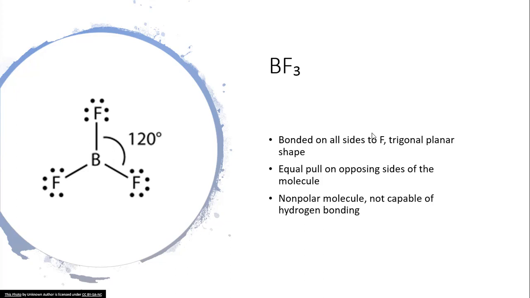Since the shape here is trigonal planar with 120-degree angles between the bonds, you can see that the bonds that F's to B have are on opposite sides. It forms a bit of a triangle shape, and the force that the fluorines exert outwards, like pulling electrons towards themselves and away from the boron, are in opposite directions, and this cancels out, making this molecule nonpolar, which means that it is not capable of hydrogen bonding.